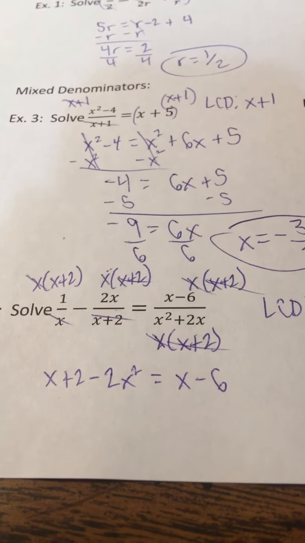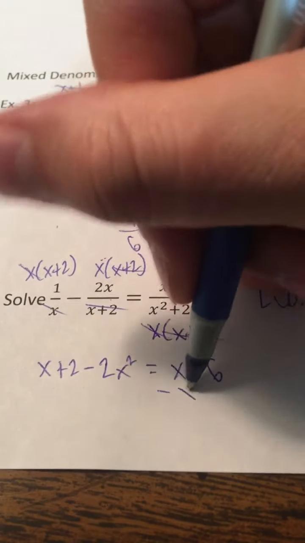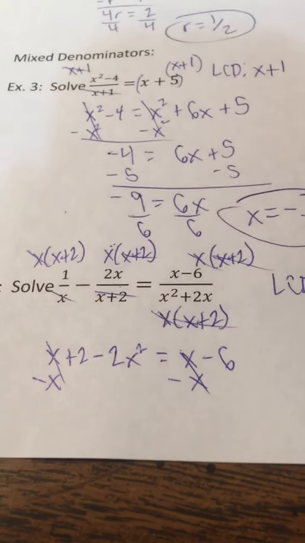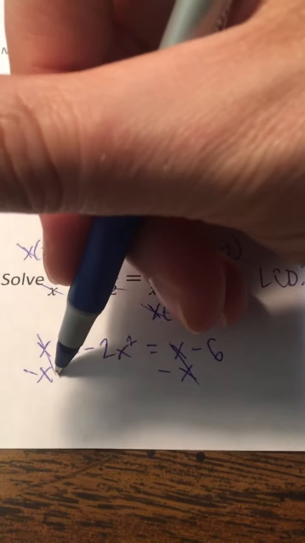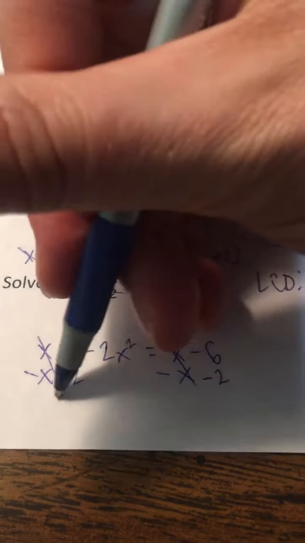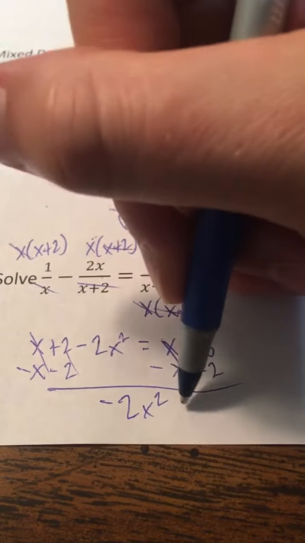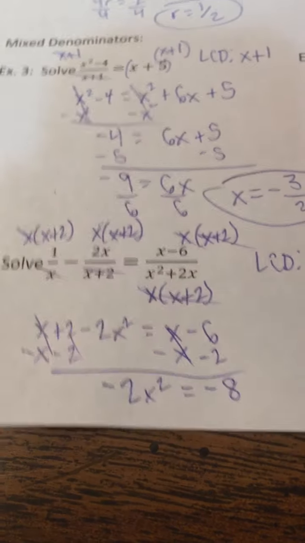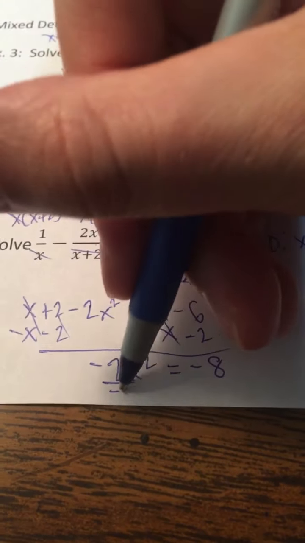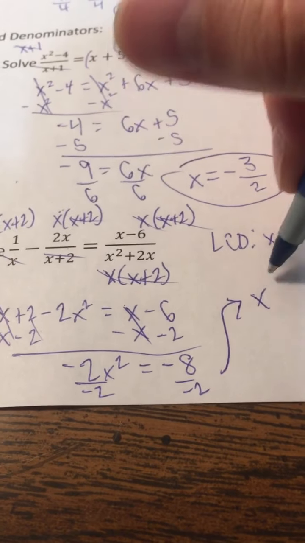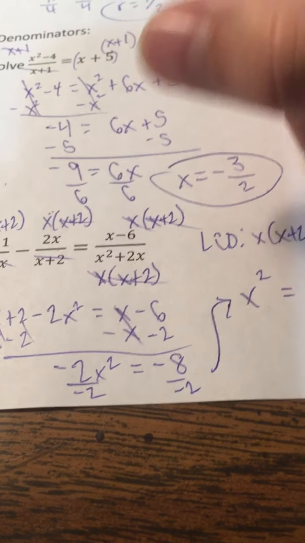All right, so let's start combining like terms. Let's subtract this x, and look at that. It's going to cancel out on both sides. That's nice. All right, so let's go ahead and subtract that 2, move that over here also. So that's going to cancel out. Going to have negative 2x squared equals negative 8. I want to solve for x, so let's divide by that negative 2. So I'm going to have x squared equals positive 4.